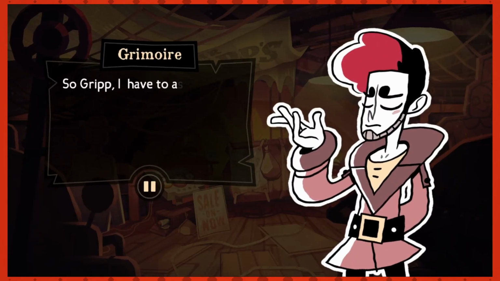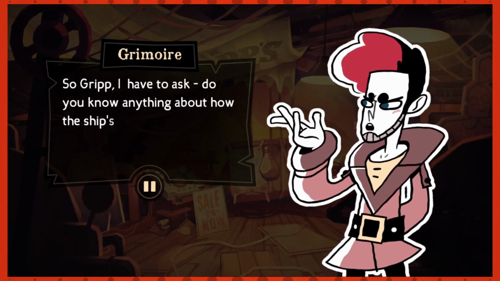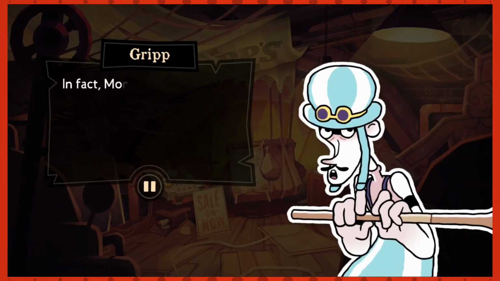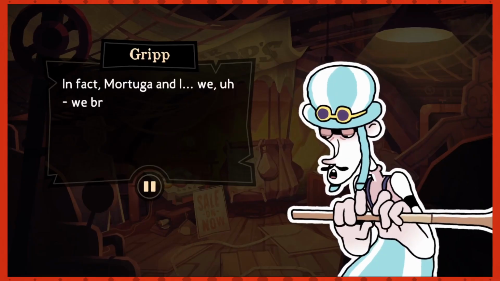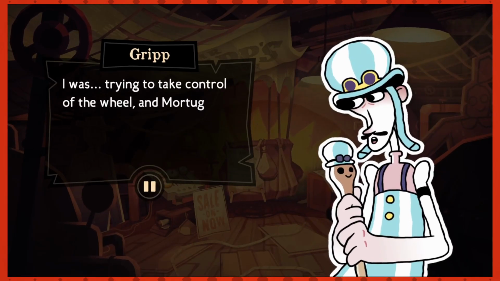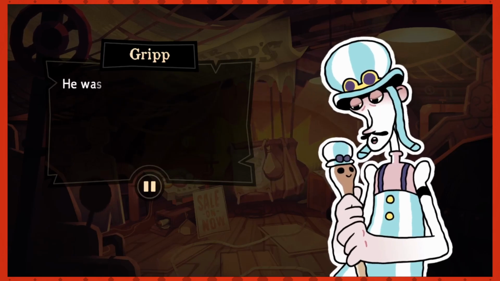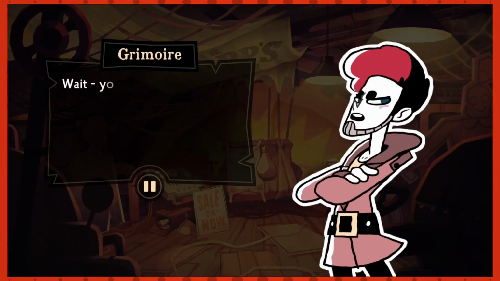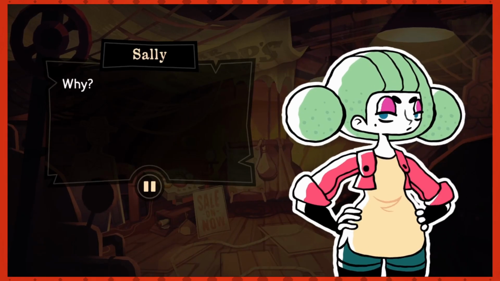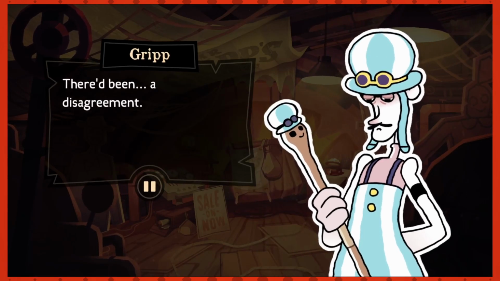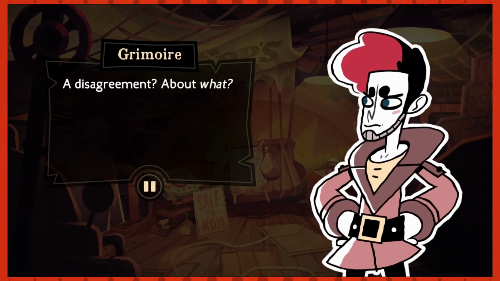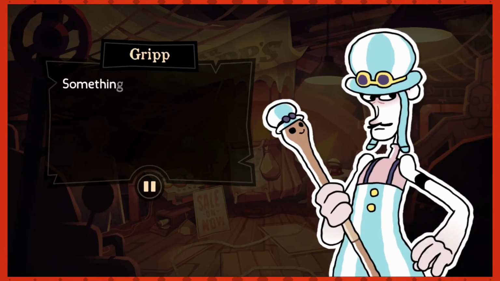So, Grip, I have to ask, do you know anything about how the ship's wheel was broken? Yes, I was there when the wheel was broken. In fact, Mortuga and I, we broke it. You broke it? I was trying to take control of the wheel, and Mortuga forcibly wrenched it out of my grip. He was very strong, you see. Wait, you tried to steer the submarine without permission? I did. There'd been a disagreement. It's nothing, really, not important. A disagreement? About what? Where to take the submarine? Something like that.